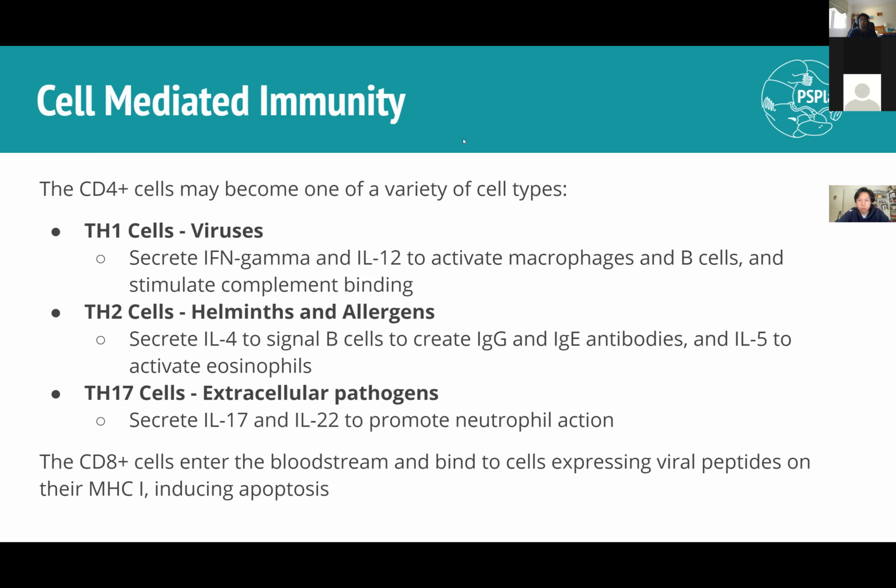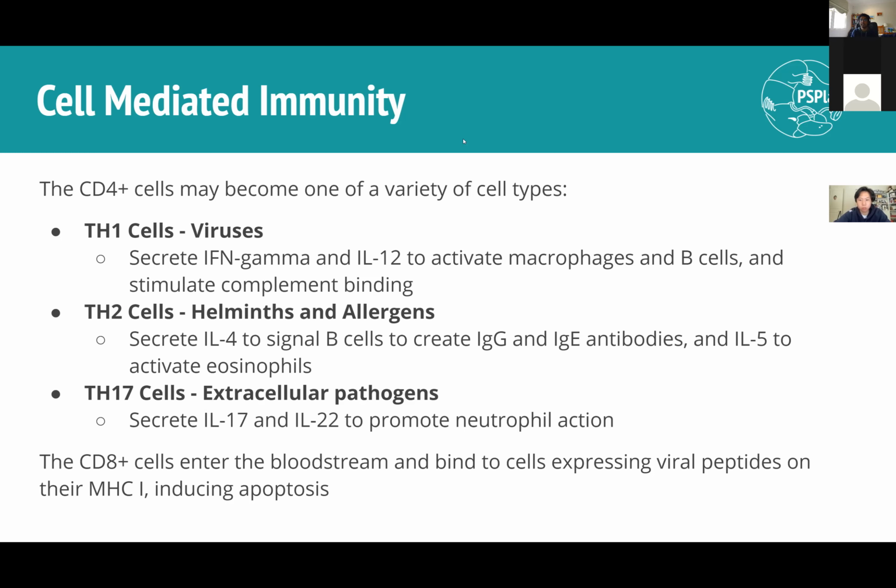Th17 cells. So these are for extracellular pathogens. So just like bacteria and viruses, which exist outside the cell, more so bacteria. And so we secrete two different types of interleukin, 17 and 12, to promote neutrophil action, because neutrophils are phagocytes, and phagocytes are quite good at attacking extracellular pathogens.